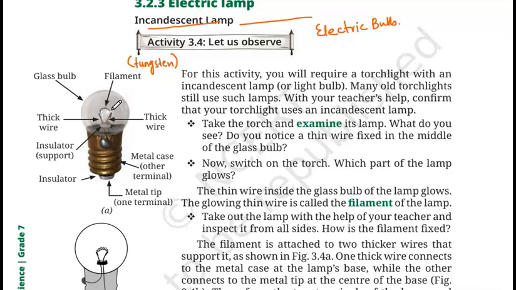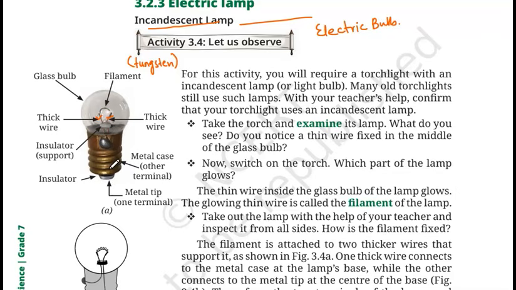Now, this filament is supported on two thick wires. So you can see this is one thick wire and this is the other thick wire. Now, the two thick wires are on an insulator support. So this is an insulator which is supporting the two thick wires. Then you see we have a metal case at the bottom, that is one terminal. And then we have a metal tip, that is the other terminal.